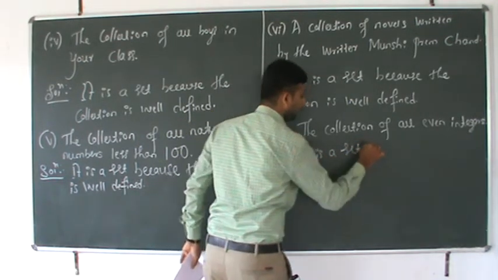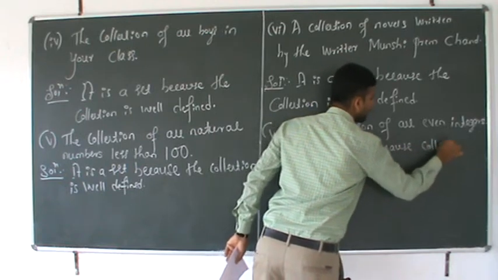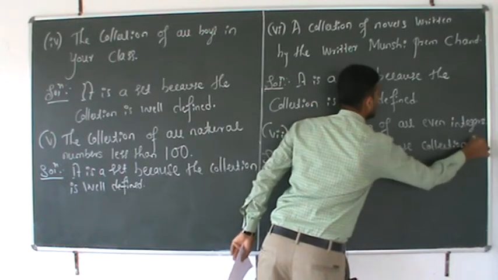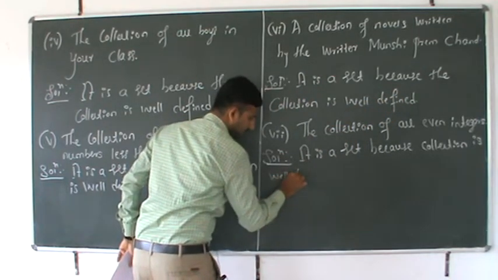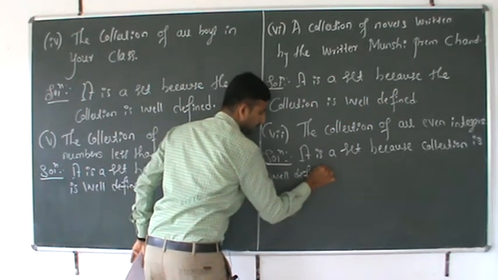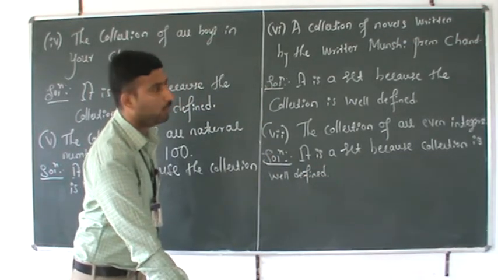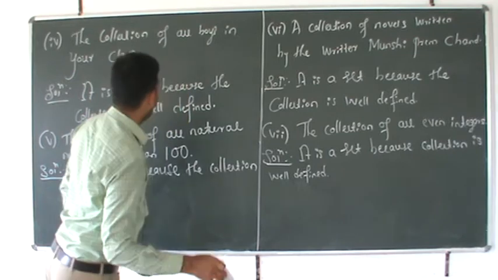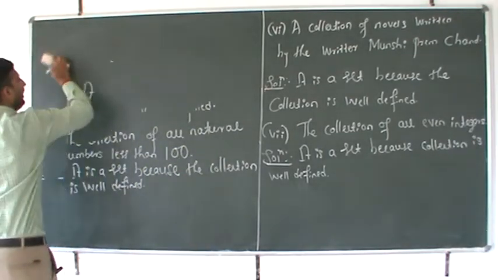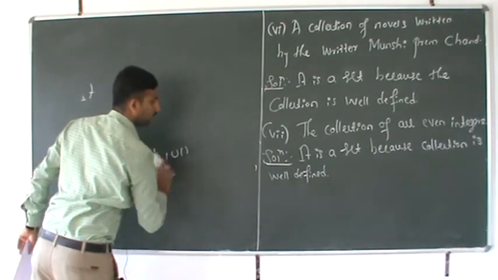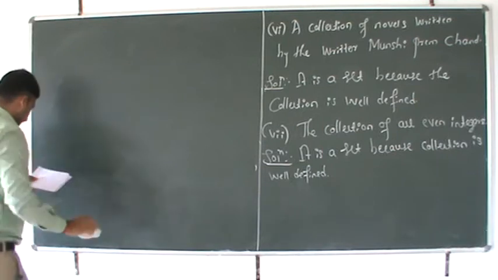It is a set because the collection is well defined. You may take collection as plural or as singular. Collection is well defined; I will consider it that way for the sake of definition. Correct? After that, the seventh one done, I will take the eighth one.